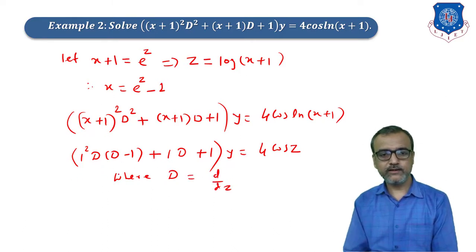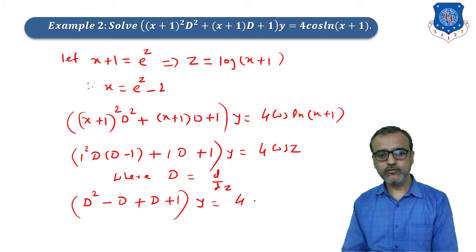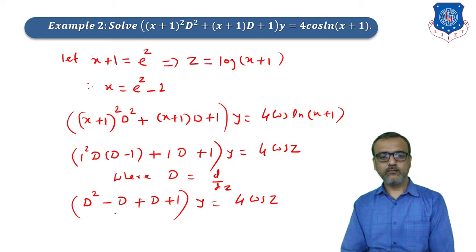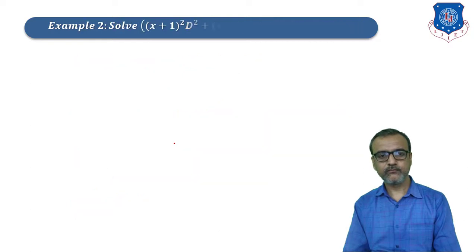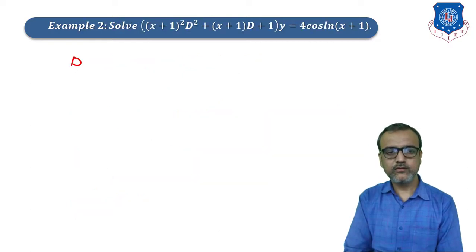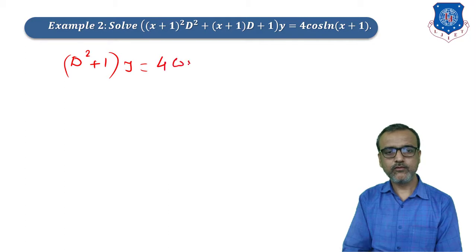Now we will simplify this equation. D into d, that is d square, minus d into 1, that is d, then plus 1 d plus 1, y equals 4 cos z. Now minus d plus d will cancel out. We have d square plus 1, y equals 4 cos z. So this is d square plus 1, y equals 4 cos z.